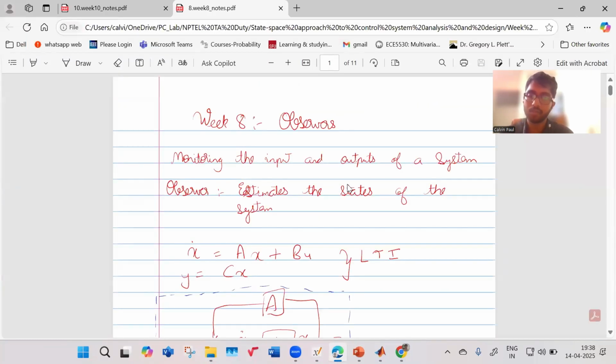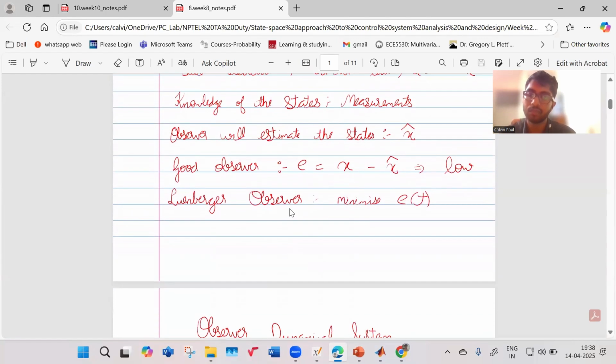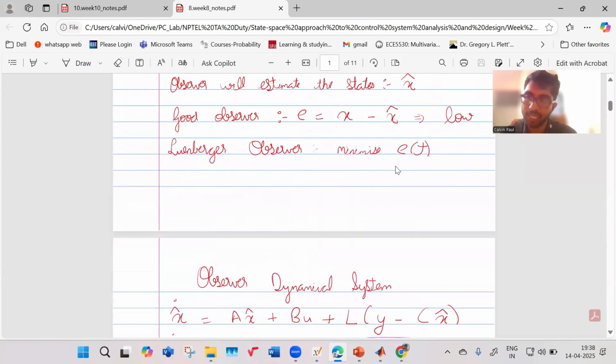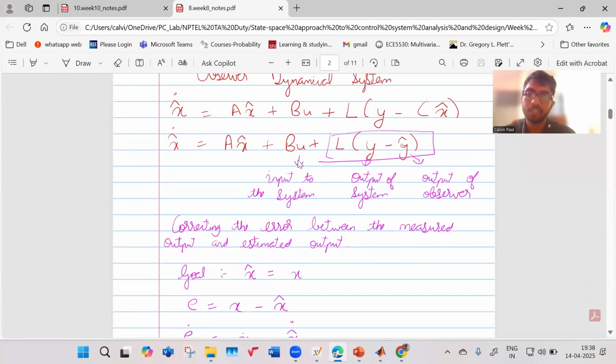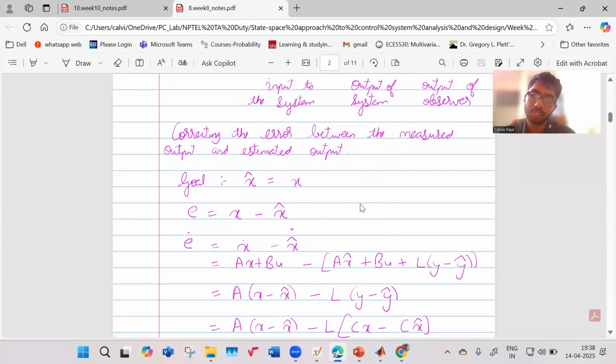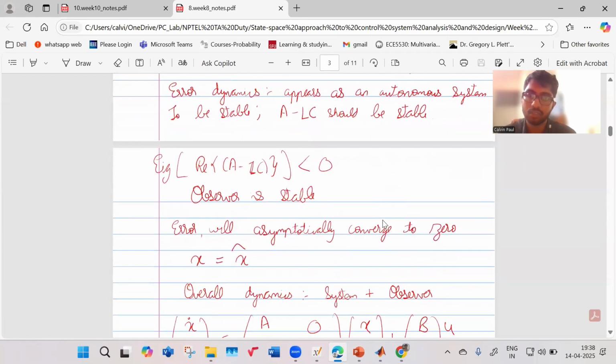Week 8 is about observers. Now, if you want to do state feedback, we need to have the information of all the states. But in most cases, we cannot sense all the states. So in that case, we use an observer. State feedback is a control law. Then the Luenberger observer is there, which minimizes the error. The Kalman filter minimizes the square of the error. We have an observer dynamical system, and sufficient time scale separation should be present. And the error dynamics appears as an autonomous system.